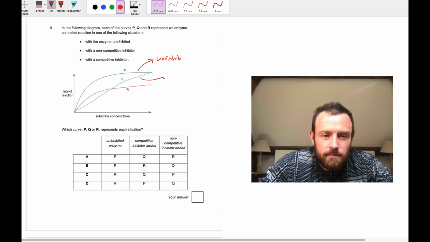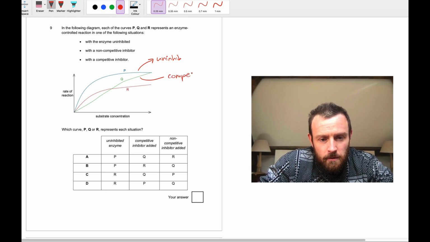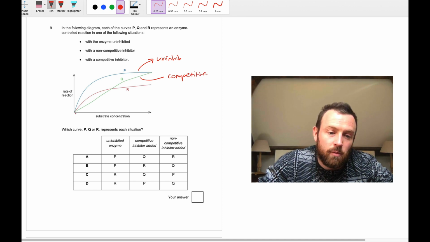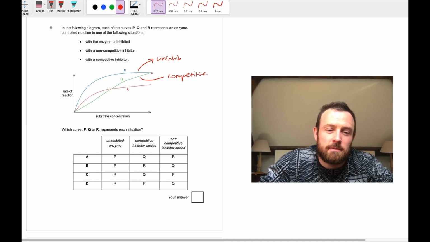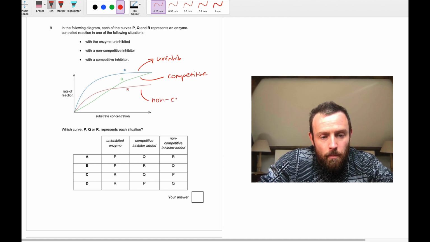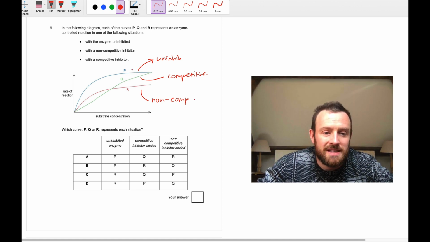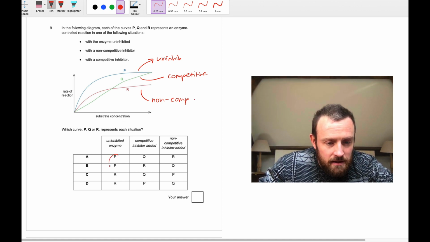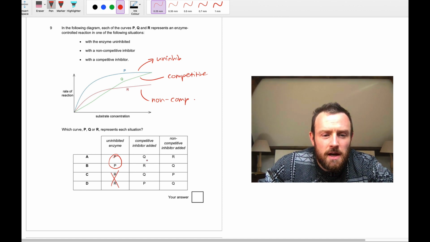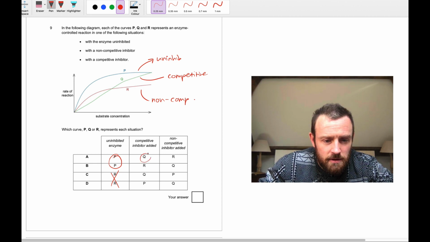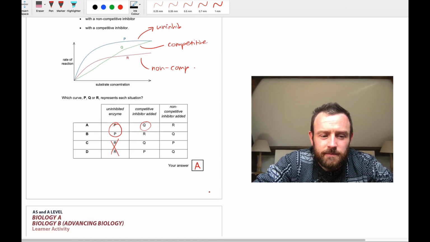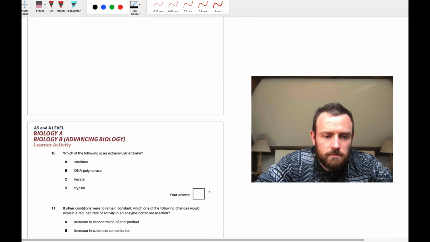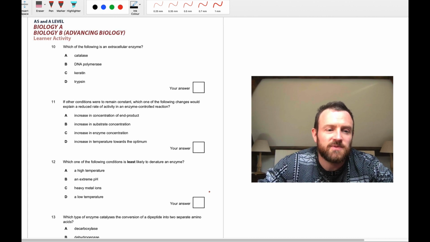This one is a competitive inhibitor, because remember, with a competitive inhibitor, we can get that rate going back up to the maximum if we add more and more substrate, and this is the non-competitive. I'll just write non-comp. Okay, so which one is that? So P is the uninhibited, so cross those ones out. And then the competitive is Q, so it's this one. So therefore it's A.